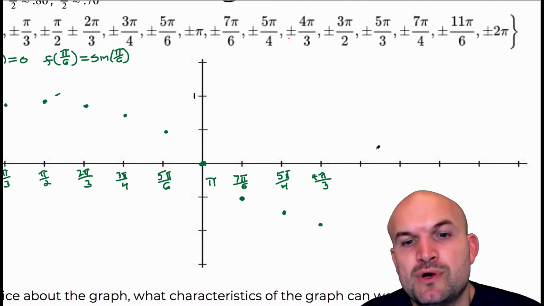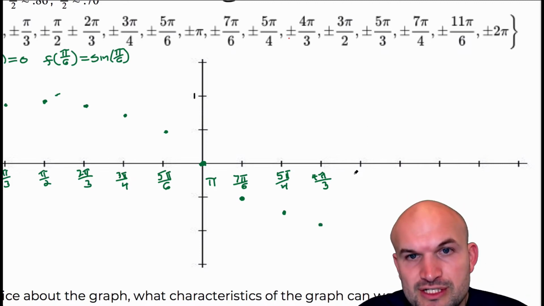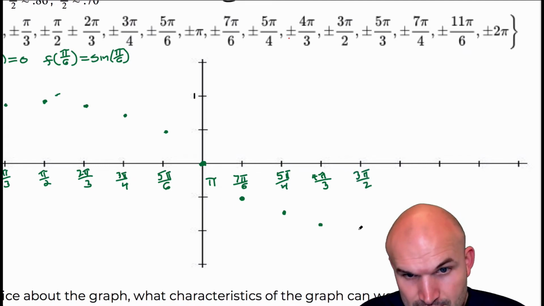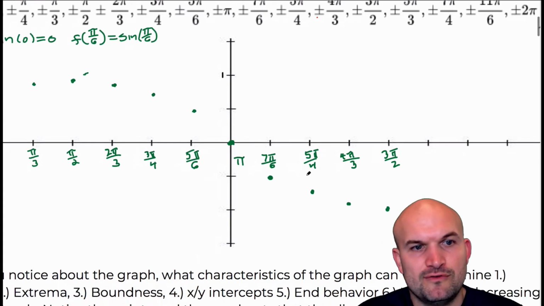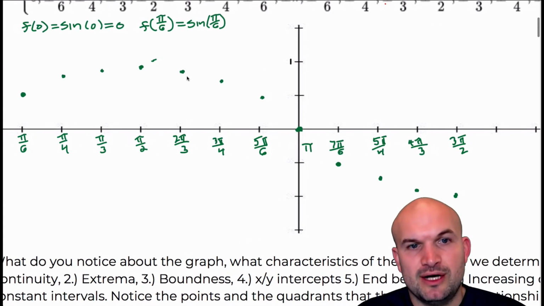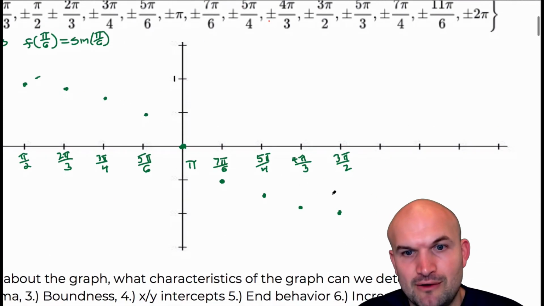And then I have 3 pi over 2. The y-coordinate there is going to be negative 1. So I'll plot the point there. And then hopefully you see this pattern. Over here, I just repeated, went up and then all the way down. And guess what? Now we're just going to do the fourth quadrant.